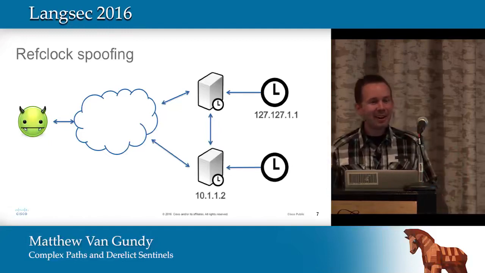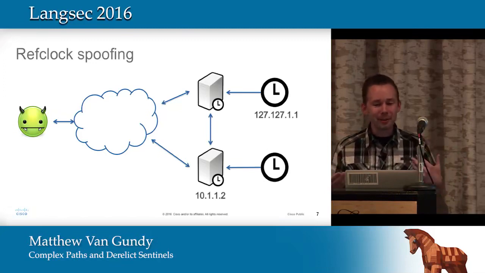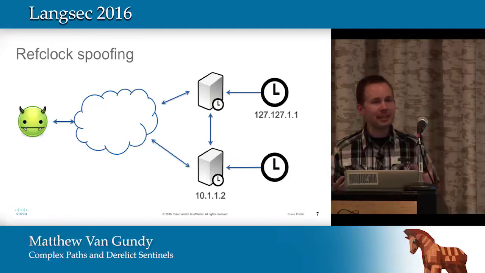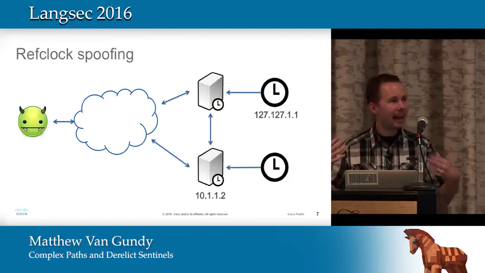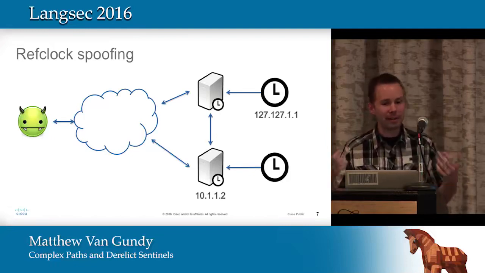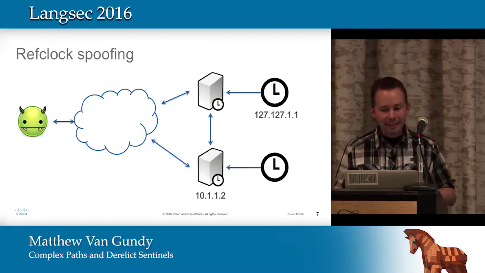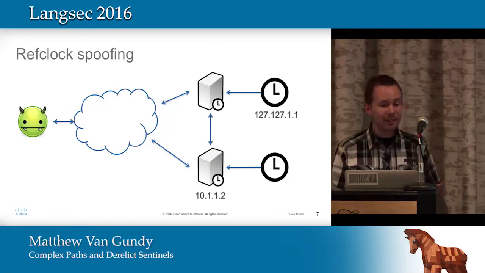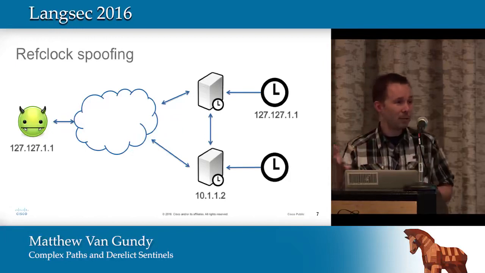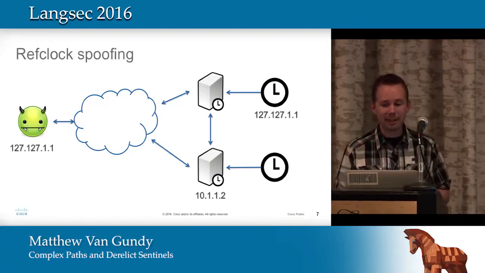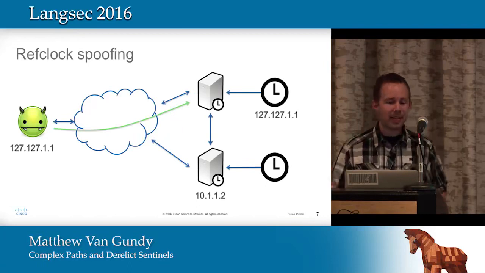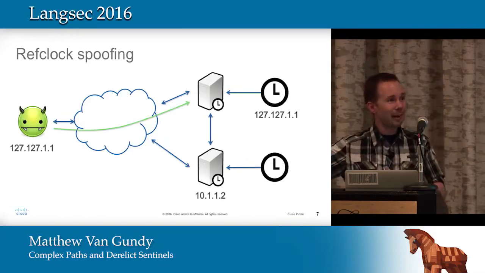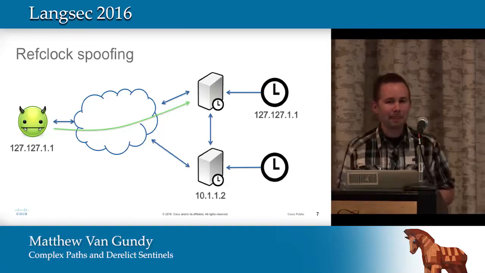Well, NTP assumes that local net packets are going to be filtered out. They're Martian packets, right? Well, that's not true on all systems, and for some very good reasons. And so on those systems, the attacker just spoofs a packet with a ref clock IP address, and NTP will say, oh great, here's a packet from my ref clock, I better update my time.